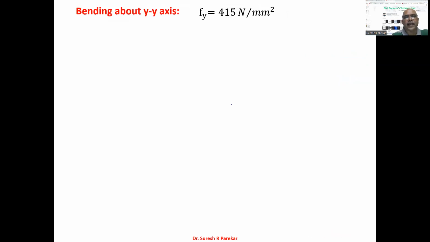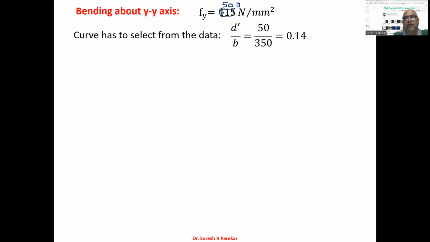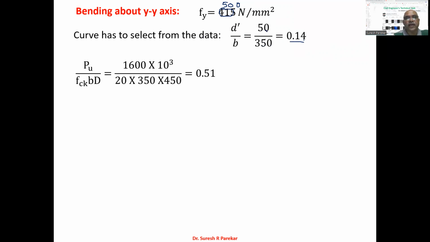Now we have to go to bending about the y axis. So Fy again, I had actually taken it wrong. It is 500 Newton per mm square. Then we have steel on all faces. Now d dash by b: we have the bisecting width 50 upon 350, so I got this value as 0.14.